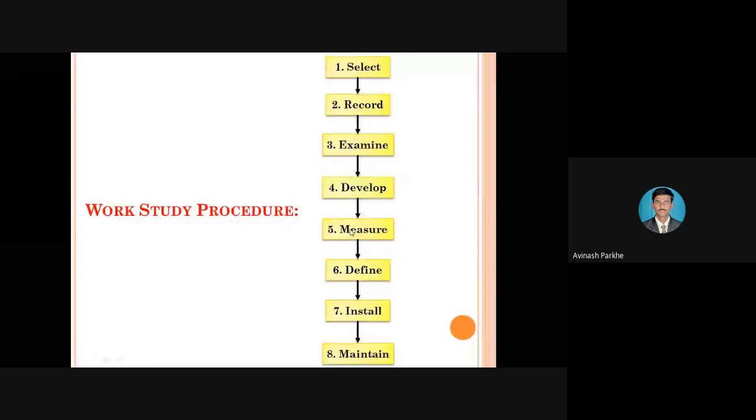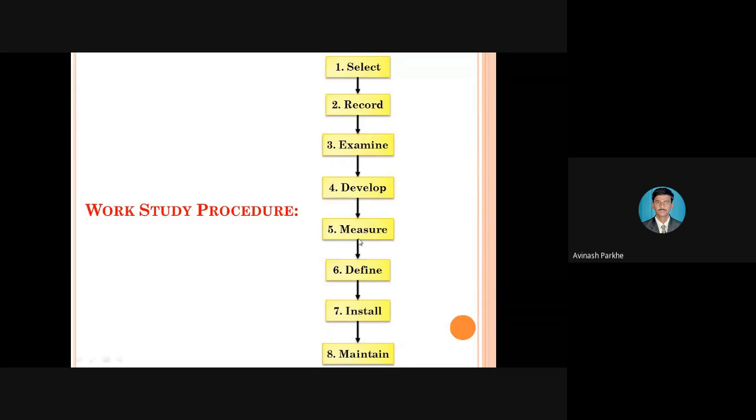Measure. From this fifth procedure, your second step is started, which is called work measurement. So from step number 1 to step number 4, this concept is applicable for method study, and from step number 5 to step number 8, the concept is applicable for work measurement. Because whatever unnecessary operations we have eliminated, we have eliminated up to point 4. That means the new economical method we have developed, and now I have to measure the standard time required for the new economical method. Therefore, the fifth step is measure.